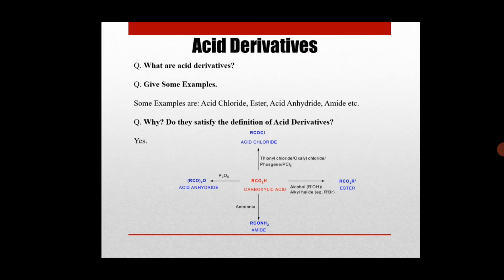pentachloride. Esters can be derived from carboxylic acid by treatment with alcohol, alkyl halide, etc. Amides can be obtained from carboxylic acid by treatment with ammonia. And acid anhydride can be obtained from carboxylic acid by treatment with phosphorus pentoxide.